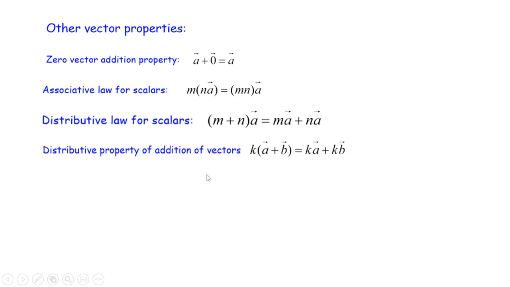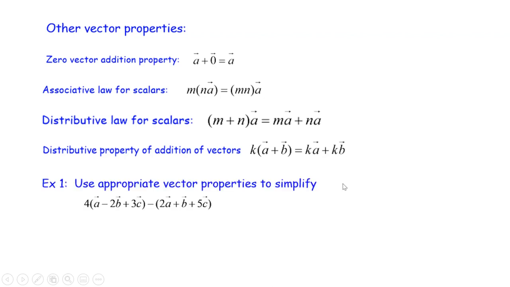Distributive property for addition: if I have two vectors added together and then I multiply that result by a scalar, it's the same as taking the scalar into that sum. So k times a plus k times b. Again, this is Algebra 101 from grade 9 being applied to vectors. Nothing new or exciting there.